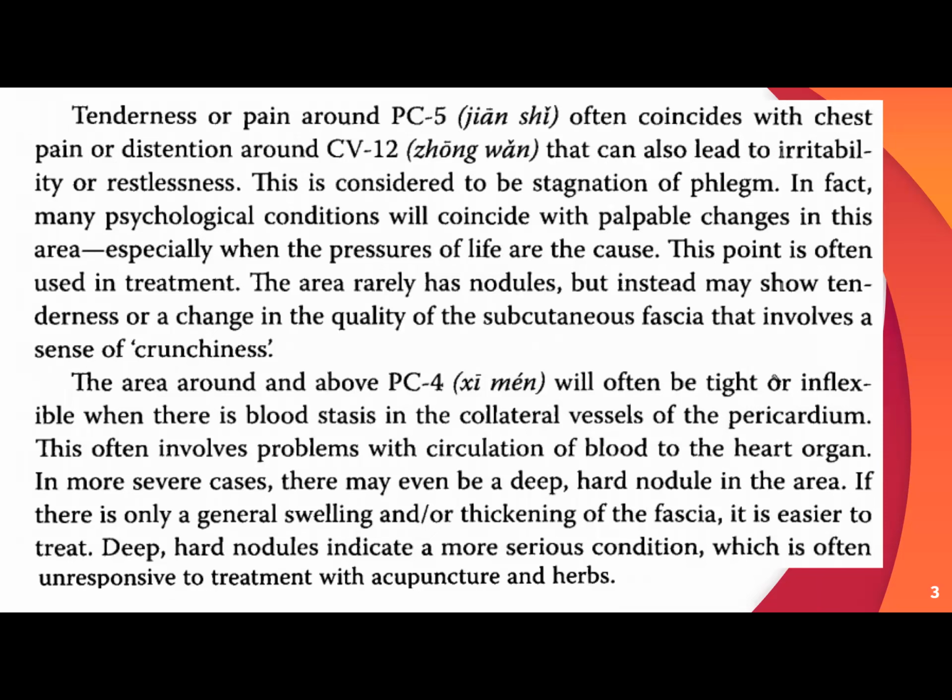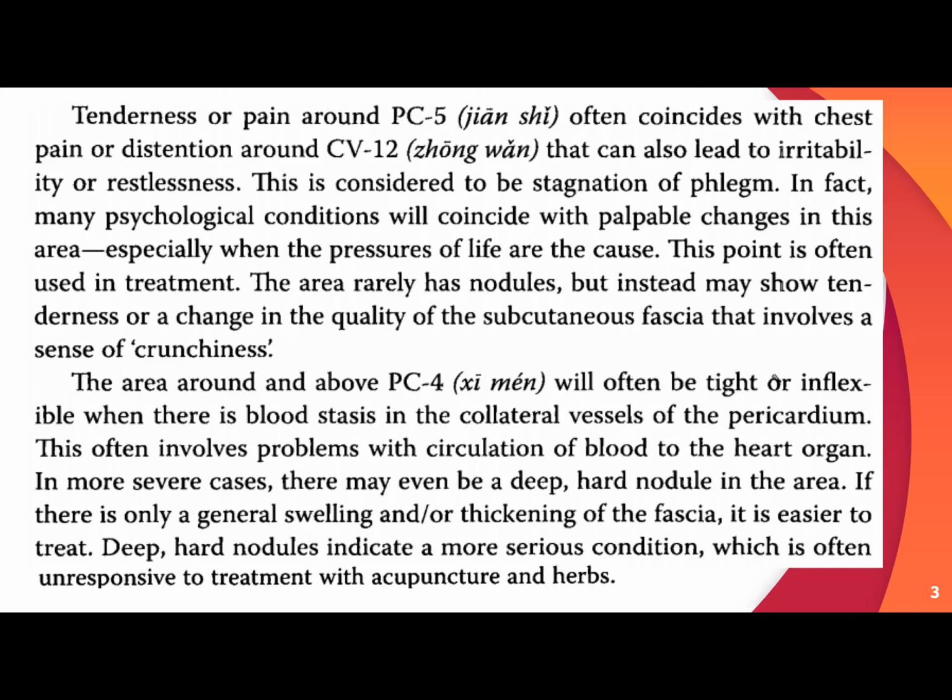Tenderness or pain around pericardium 5 often coincides with chest pain or distension around CV12 that can also lead to irritability or restlessness. This is considered to be stagnation of phlegm. In fact, many psychological conditions will coincide with palpable changes in this area, especially when the pressures of life are the cause. This point is often used in treatment. The area rarely has nodules, but instead may show tenderness or a change in the quality of the subcutaneous fascia that involves a sense of crunchiness.